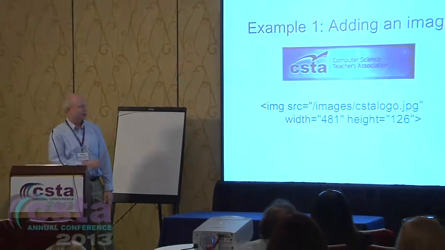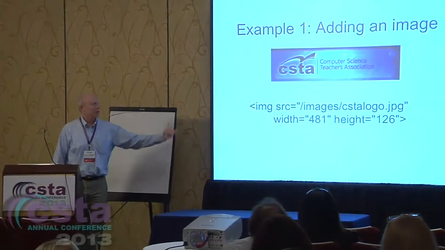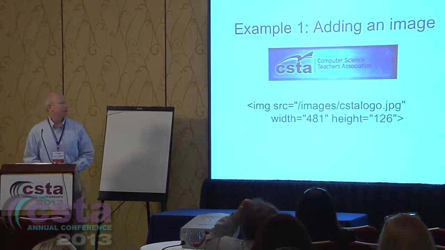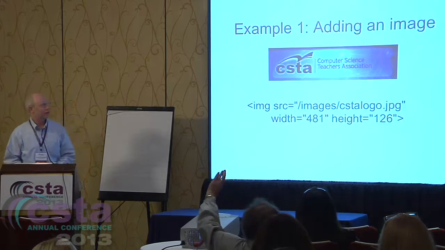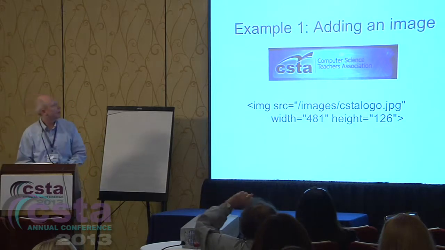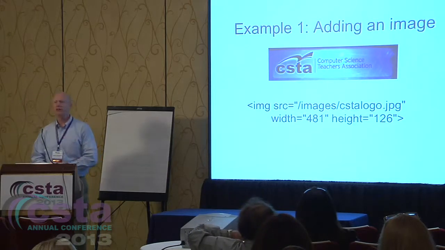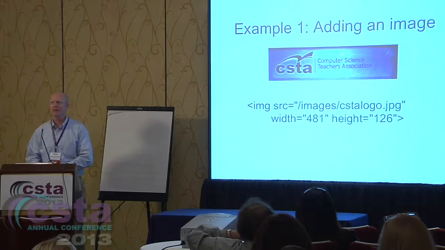From HTML, if you're going to add an image to a web page, you'd use the image tag, right? So you get the IMG element, and you've got a source attribute that points to the path and file name of the image, and then maybe you've got a width and height attribute to define the dimensions of the image. And so I've got an example here of the CSTA logo. Who's going to have difficulty accessing this image? Yep.